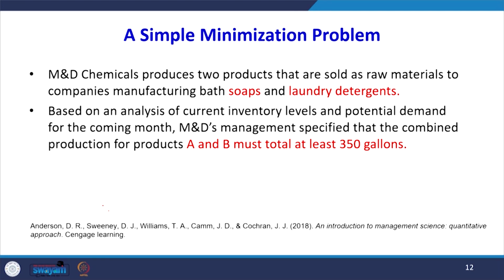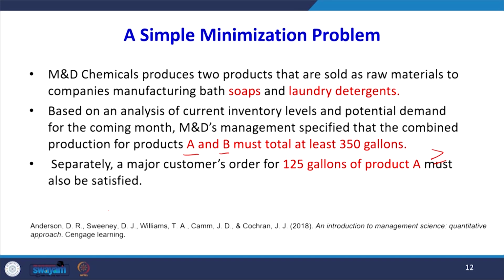Based on an analysis of current inventory levels and potential demand for the coming month, M&D's management specified that the combined production of products A and B must total at least 350 gallons. So, A and B should be at least, whenever it is "at least", the meaning is greater than or equal to.